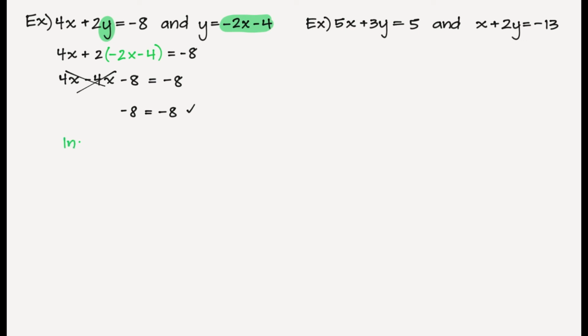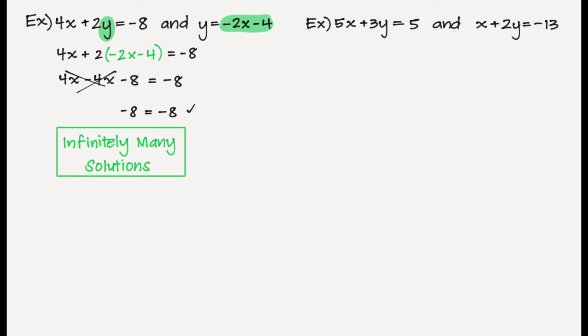And what we already learned is that if you eliminate your variables and you're left with a true statement, then we say that this system has infinitely many solutions. There you go. All right, so now for our final example.